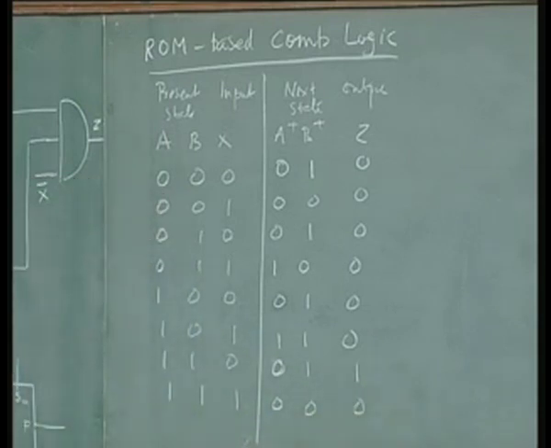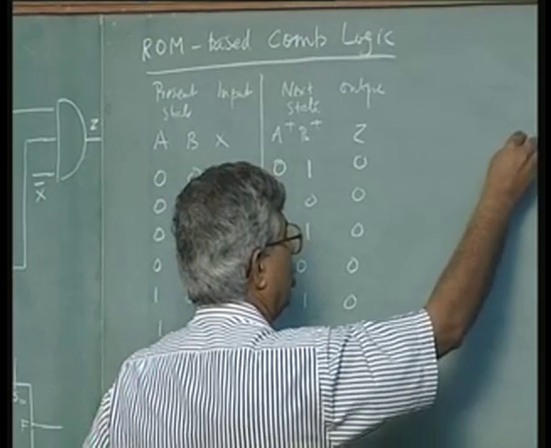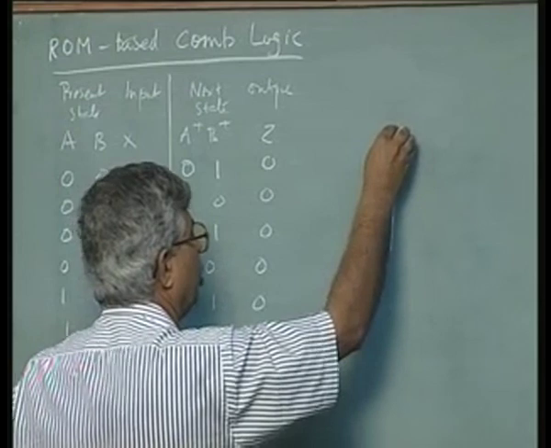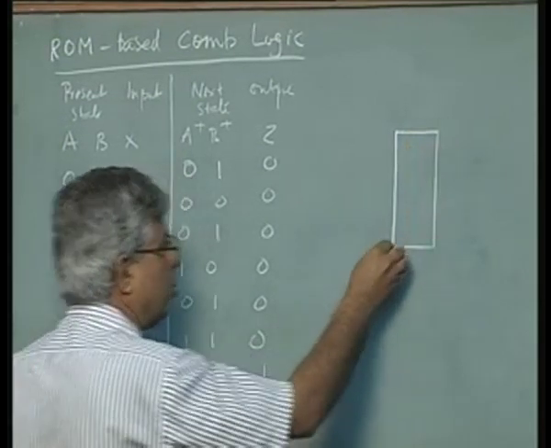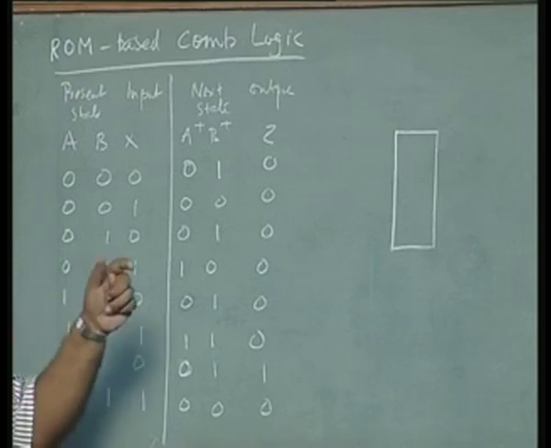This is the table. Now, what I am trying to do is take this as an input combinational logic. I am going to replace my mux using a ROM. Earlier I replaced gates with mux. Now I am going to replace mux with ROM.